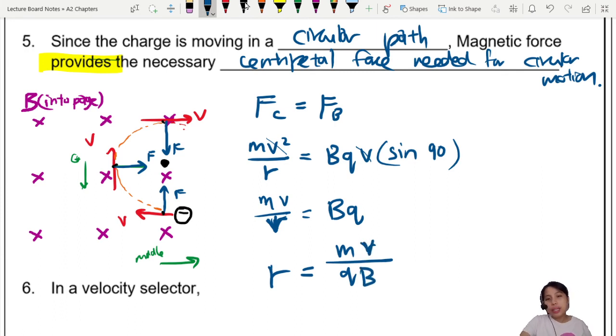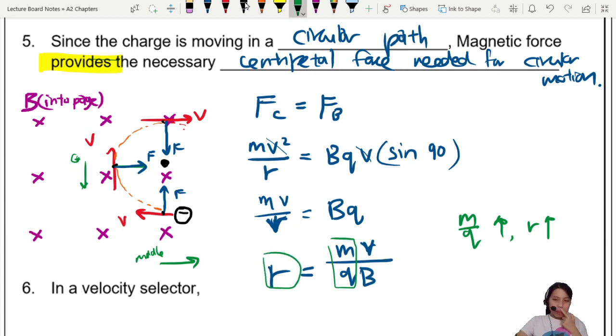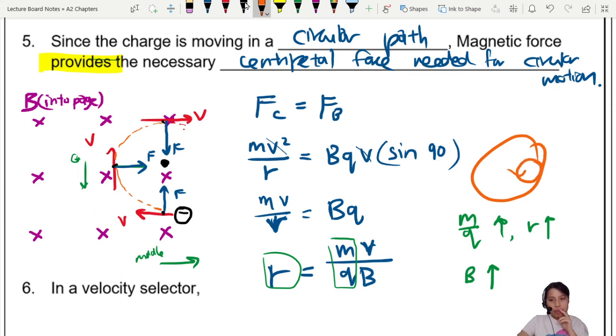There. And that's how we can think about relationships, such as if the M over Q ratio increases, then your R also increases. That's how you can check your relationships between variables. Or you can say, oh miss, if I increase the magnetic field strength, will the radius become smaller? Originally, maybe like this big. Increase field strength, now it becomes smaller. Then you will just rotate like that. Oh, okay. So B increases, R decreases. All this you can tell from the equation itself.